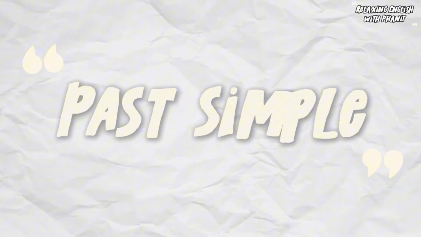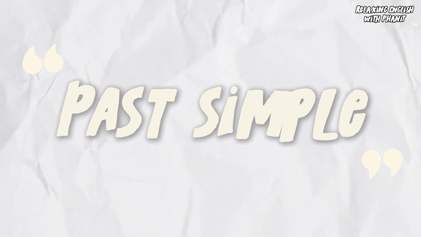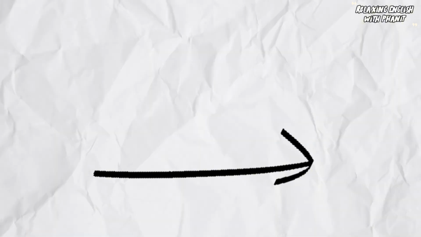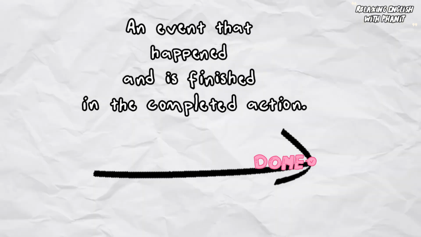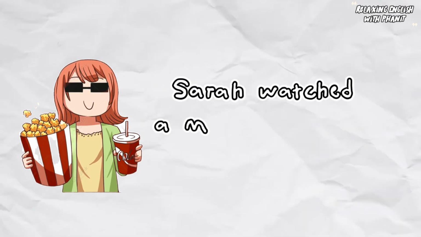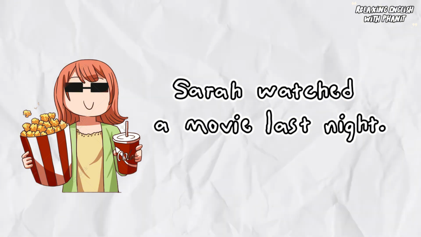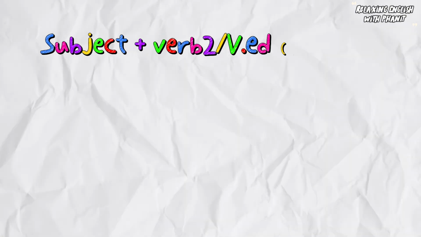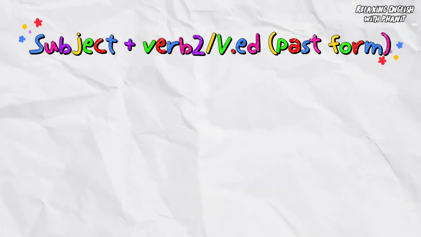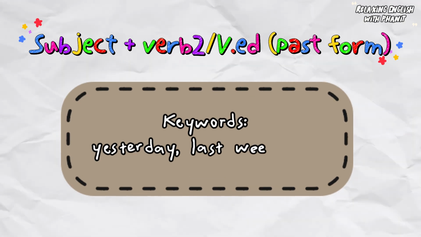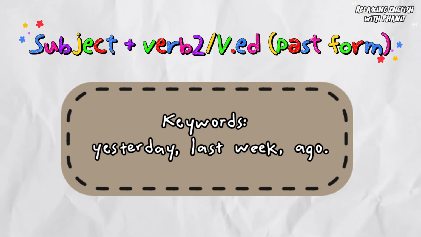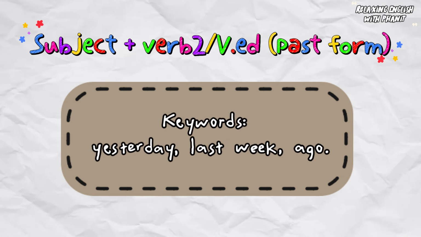First up, the past simple. This is your go-to tense for completed actions. Think of it as a single dot on our timeline, an event that happened and is finished. For example, Sarah watched a movie last night. It's a fact. It's done. The formula is simple, just the subject plus the verb in its past form. You'll often see it with words like yesterday, last week, or ago. So past simple, the dot on the timeline.